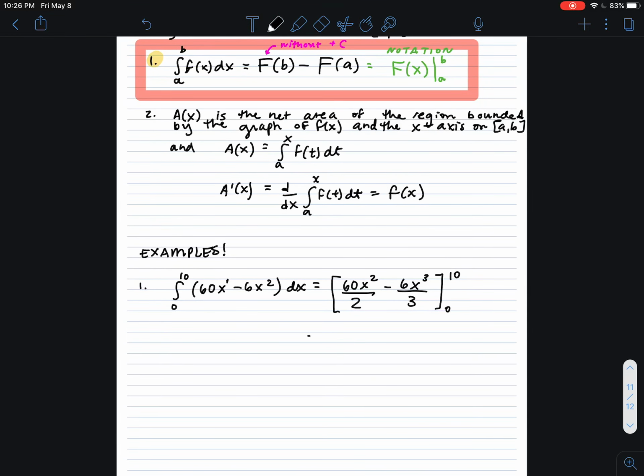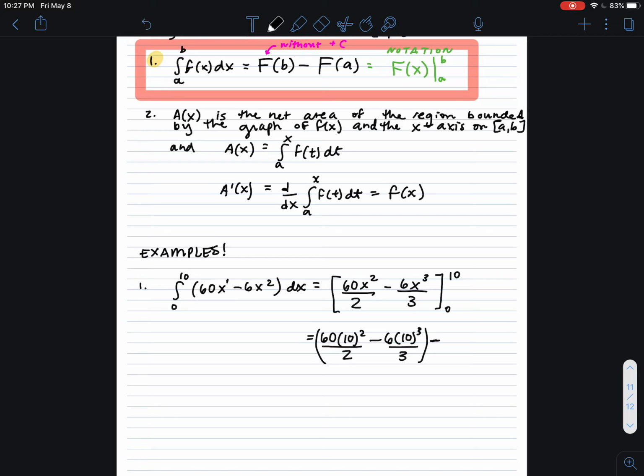And that looks like this. So we get 60 times 10 squared over 2. That's me plugging this 10 into this x. Minus 6 times 10 cubed over 3. Again, that's me plugging in this 10 into this x. And I'm going to put parentheses here because when in doubt, parentheses it out.